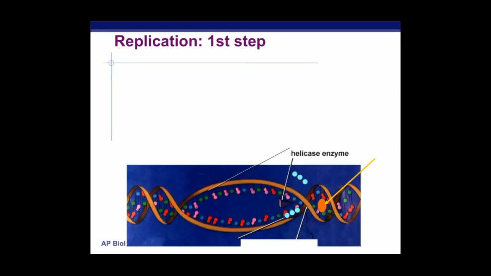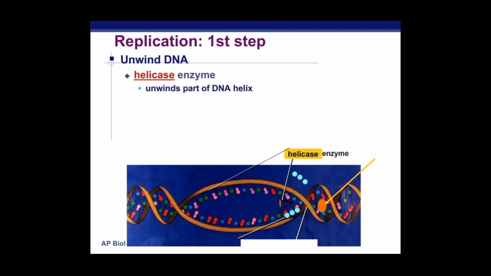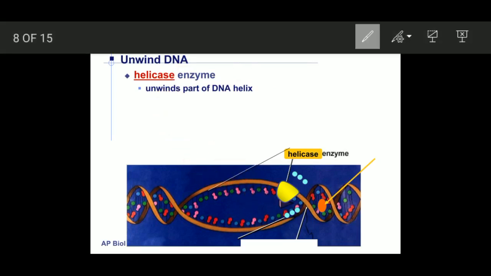Now let's see the steps in replication here, right? So let's see what happens first. At first, the DNA strands are unwound. Here you can clearly see the helicase enzyme acts for it. The helicase enzyme unwinds parts of the DNA helix, as you can clearly see here, right? Here the strands are unwound.